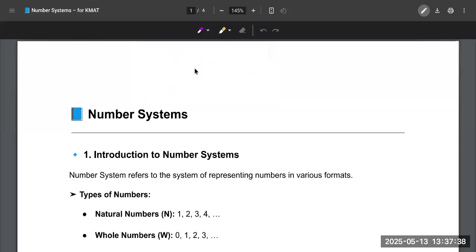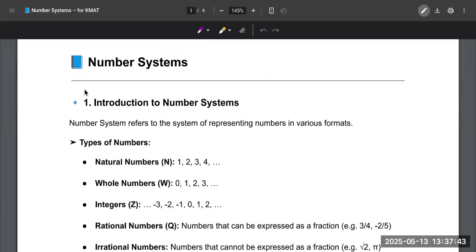Number systems. Actually, number systems is an important portion for KMAT.